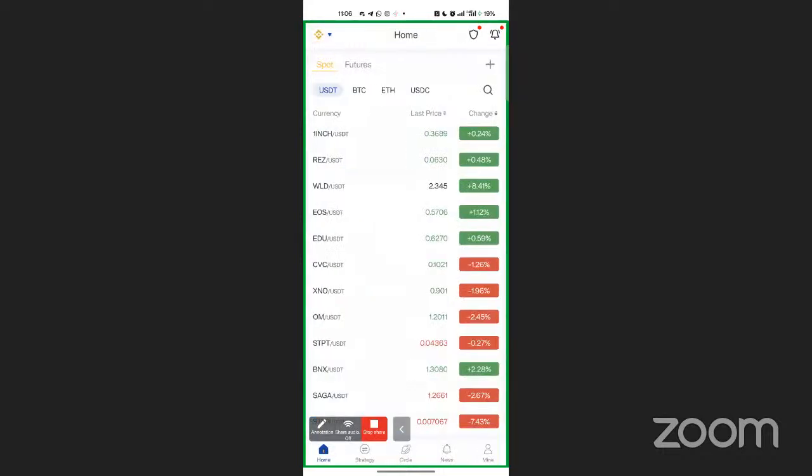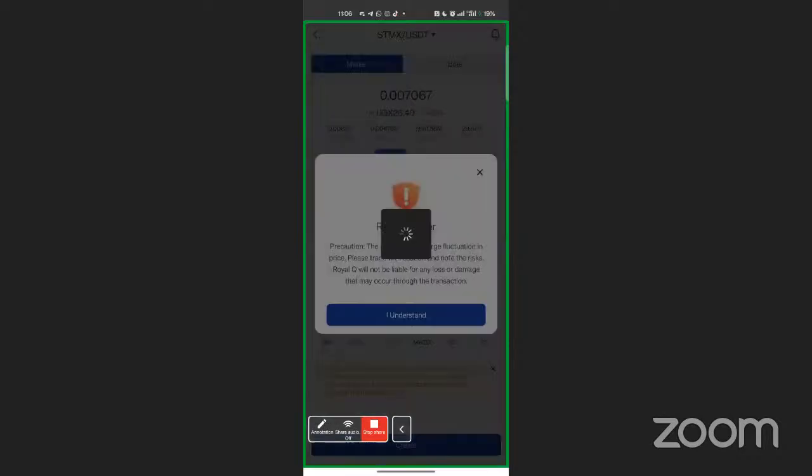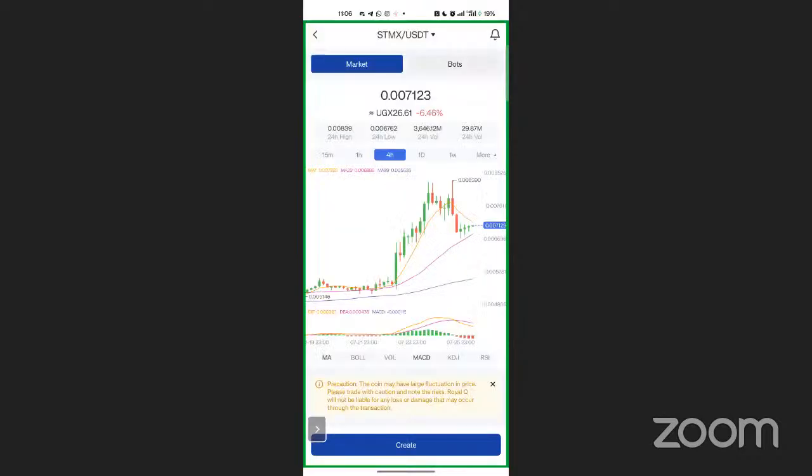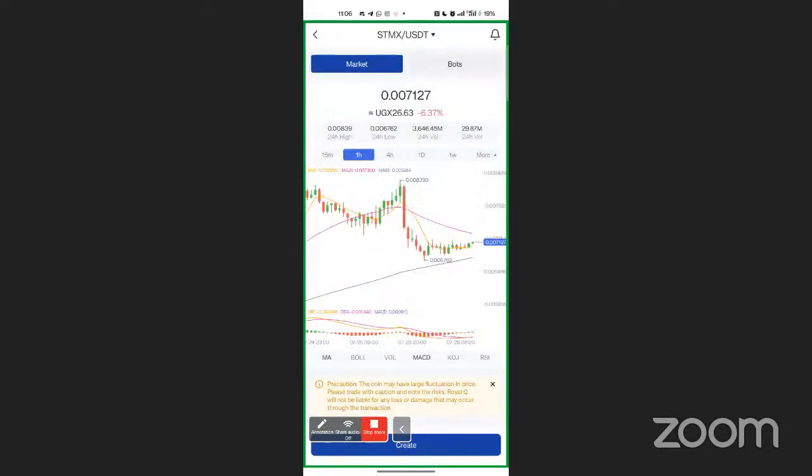Let me look for a coin that is down already. This one is called Santinex. What do you see here, friends? What is about to happen here? Do you see that the 7 moving average is planning to come below the 25? Now, when we turn it maybe to 1 hour, it could be happening. Can you see here? The 25 is above the 7 moving average. Can you see the crossover also here?